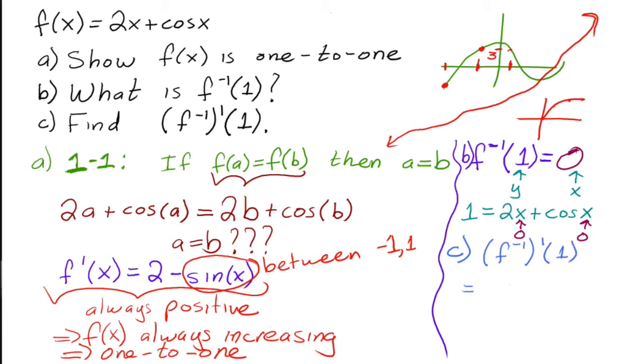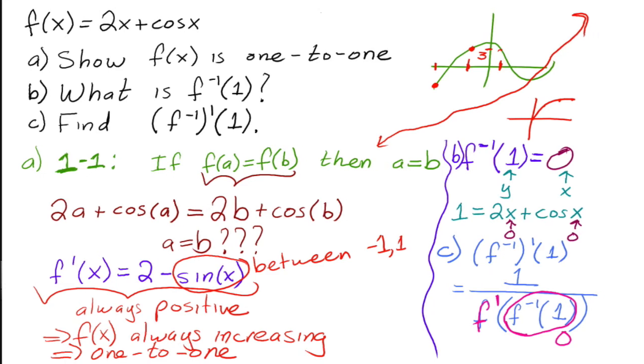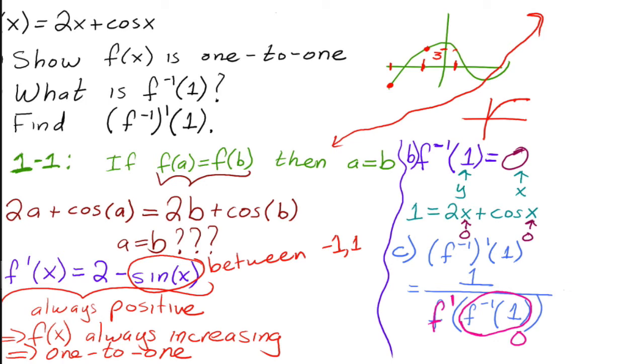Okay, now part C says what's the derivative of the inverse at 1. To find this, we use our formula that we've been using. This would be 1 over f prime of f inverse at 1. We already know what f inverse of 1 is, we just found it to be 0. So what we're looking for is f prime at 0. Well, we actually already found f prime. f prime of x is 2 minus sine of x.